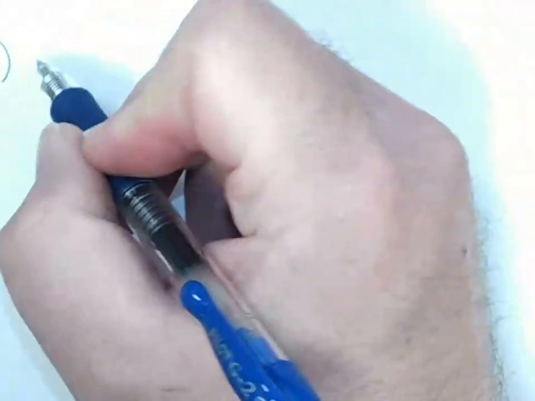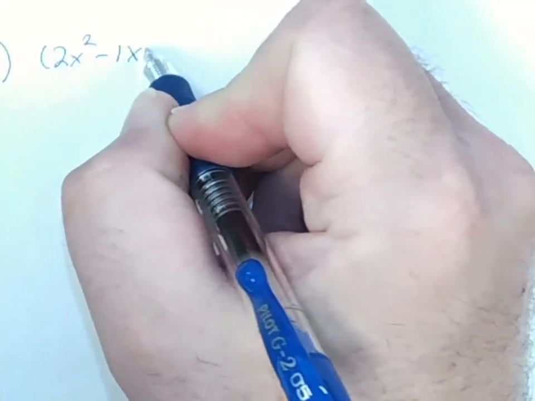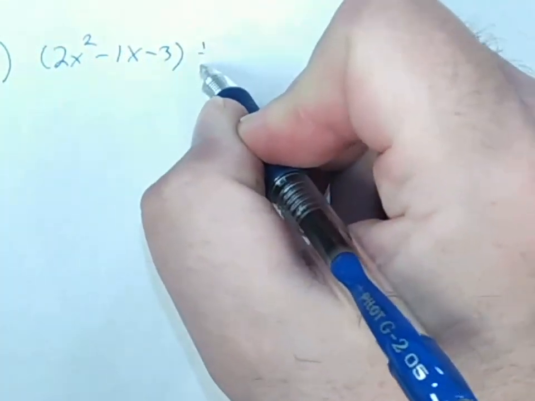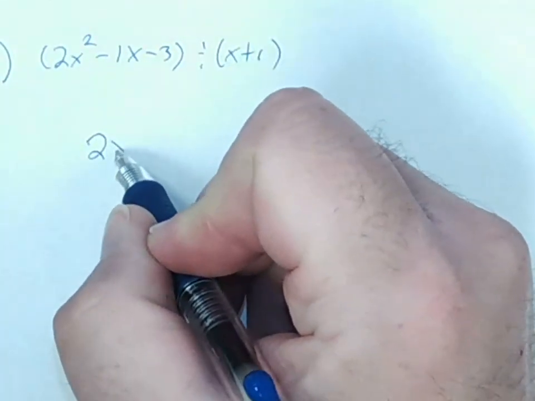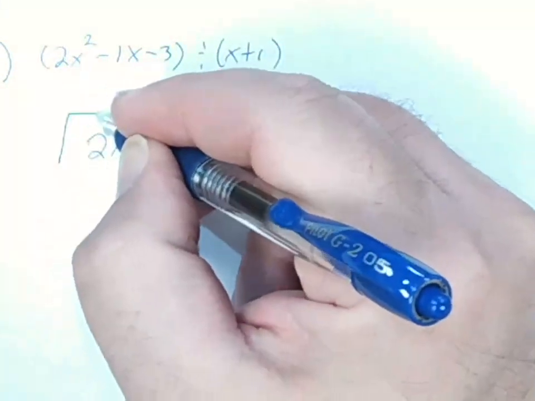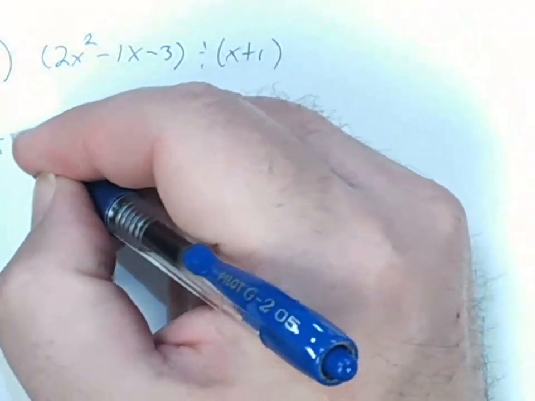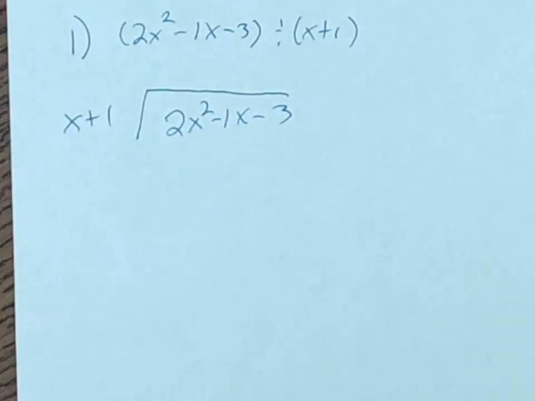There we go. So we have 2x squared minus 1x minus 3 divided by x plus 1. So I'm going to write that out here. 2x squared minus 1x minus 3 divided by x plus 1. So remember I said that the steps were divide, then multiply, then subtract, then bring down.